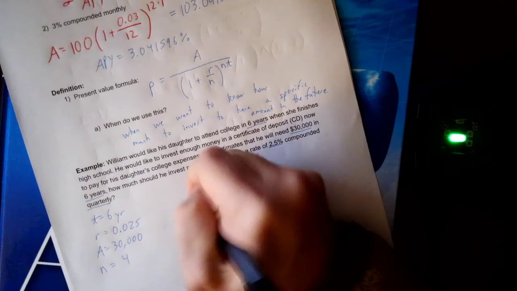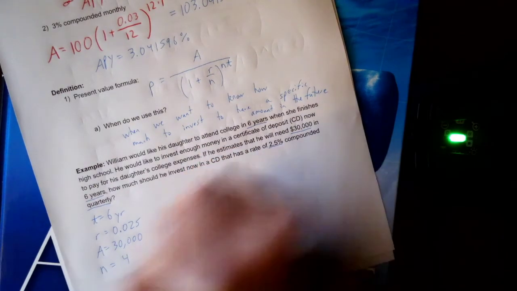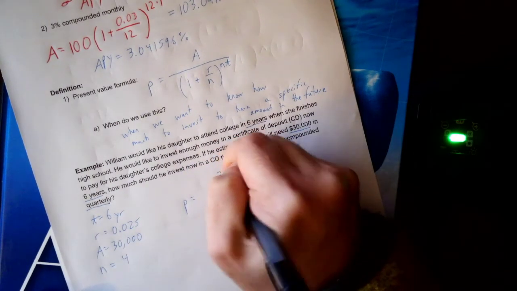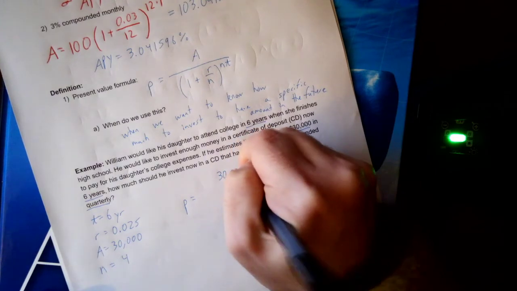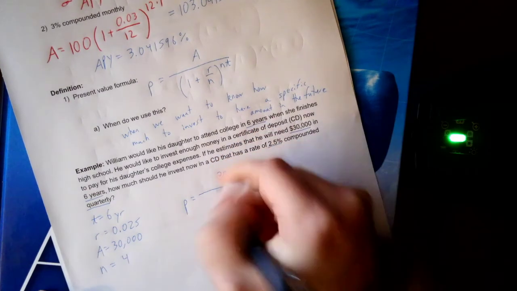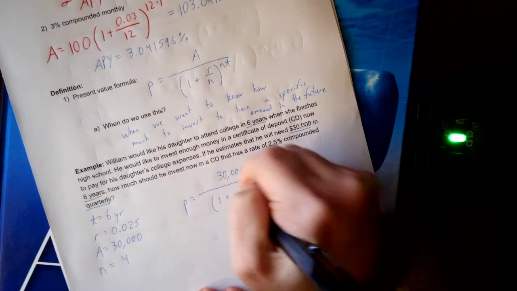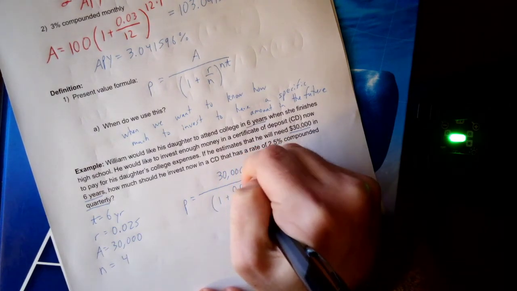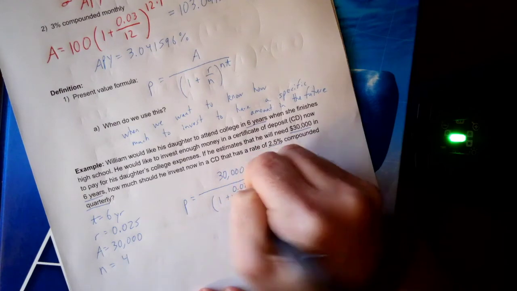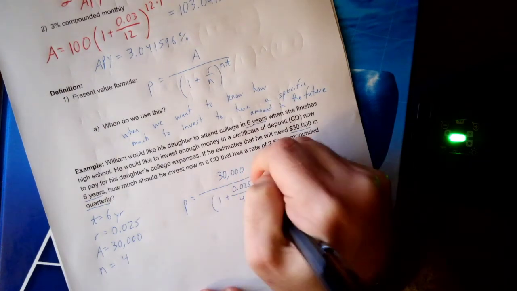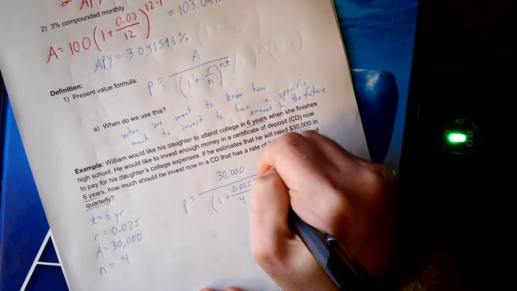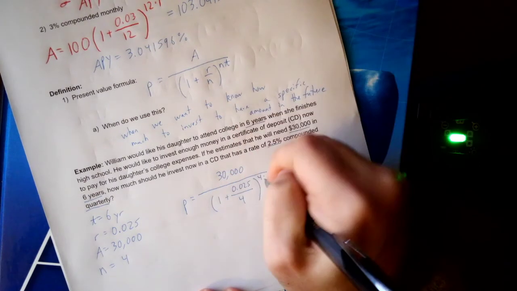So I'm going to plug into my formula. P equals A, which is 30,000, over parentheses 1 plus R, 0.025, over N, which is 4, to the 4 times T, which is 6.